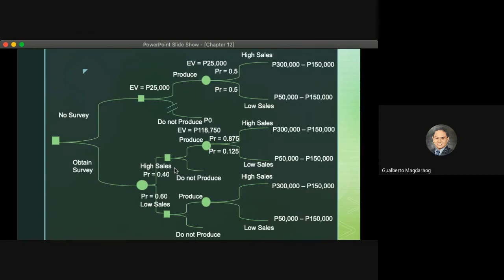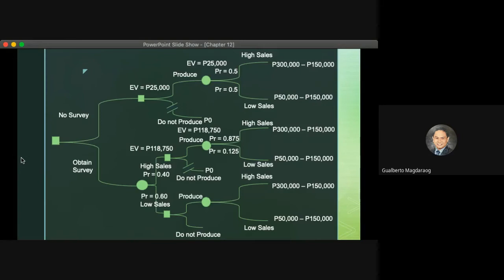So get the contribution margin for each state of nature, and then multiply it by each respective probability, you will arrive at 118,750. Of course, if we will not produce, zero income. And therefore, hindi natin yan kukunin. Ang kukunin natin yung expected value na mataas, which is 118,750. So, ang decision natin dito is produce with the equivalent expected value of 118,750.